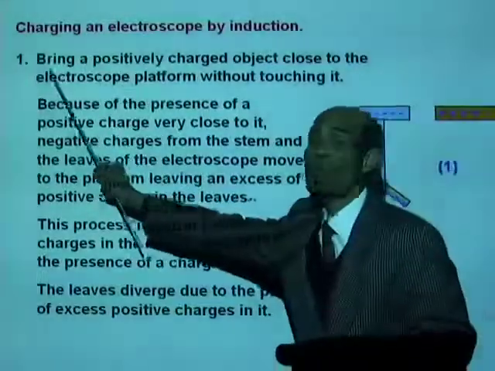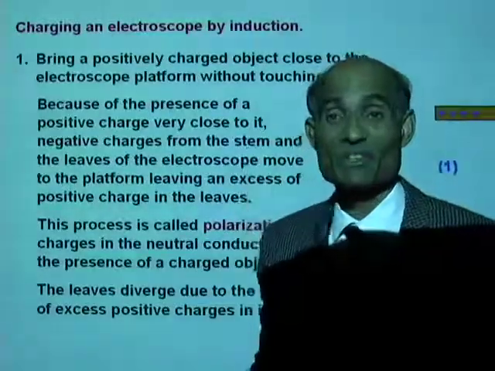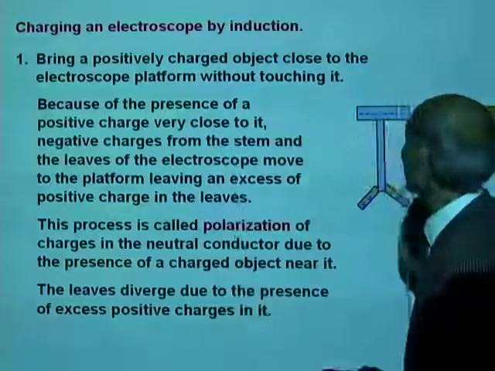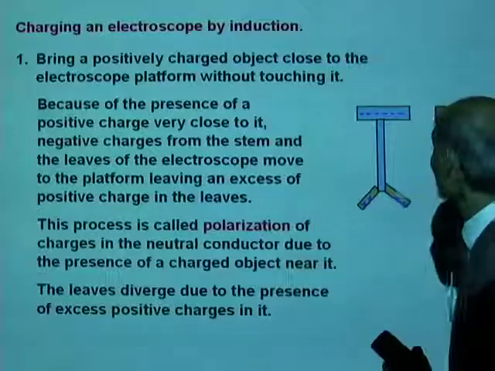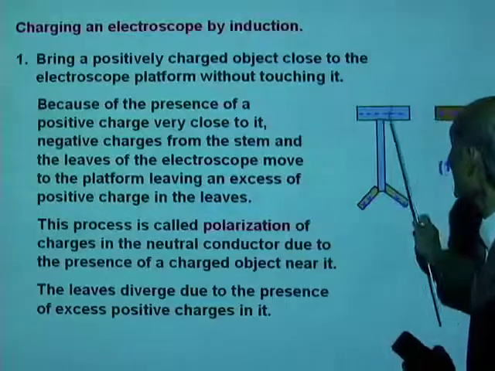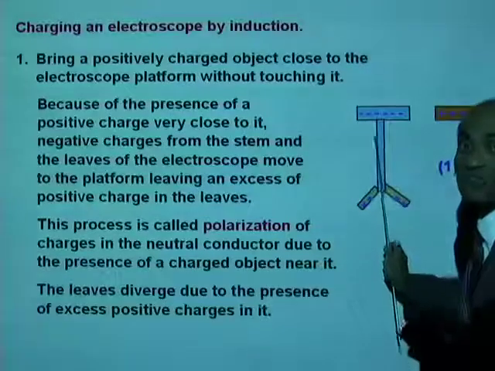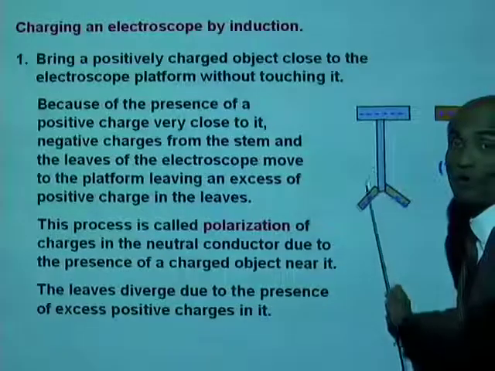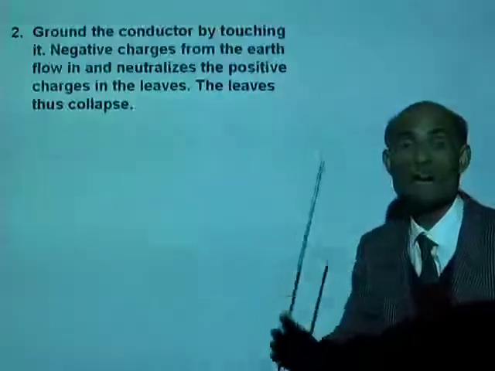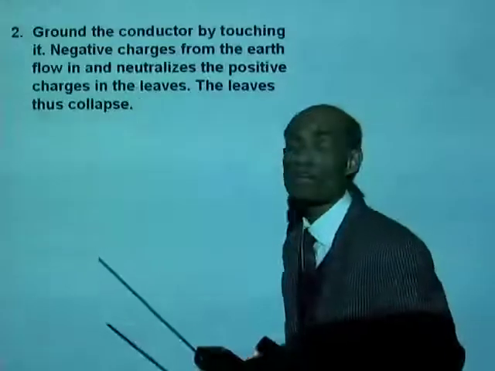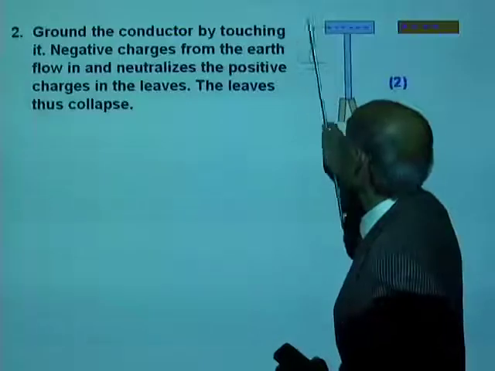Alright, this is step 1 of charging an electroscope by induction. So what is step 1? Bring a charged object. In this case, we are using a positively charged object. Bring a positively charged object near the electroscope. Now, the negative charges get drawn to the platform, leaving the leaves positively charged. You see the leaves diverge. The second step is ground the conductor, ground the electroscope by touching.